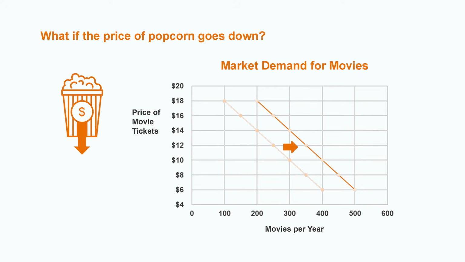So for example, at $18, the market demand previously was at 100. But now, because everyone wants to see more movies because of cheaper popcorn, the quantity increases to 200. Each point on the curve shifts to the right.